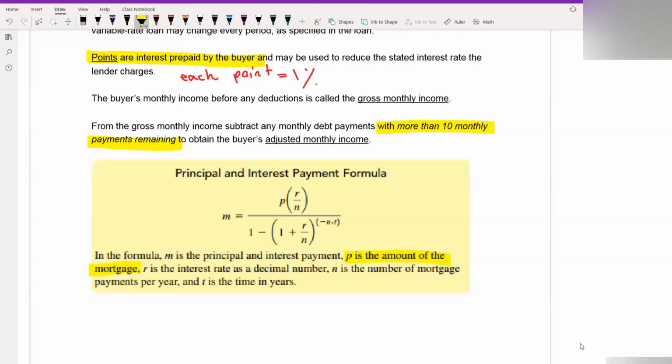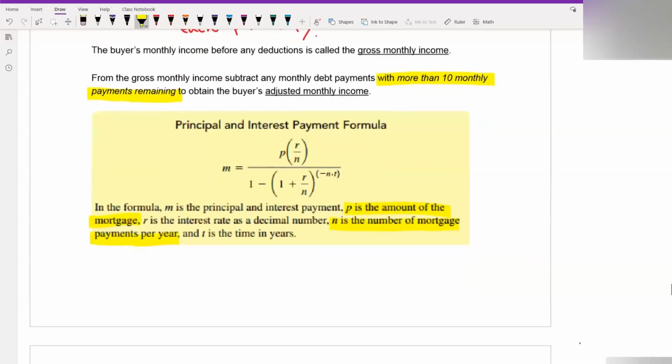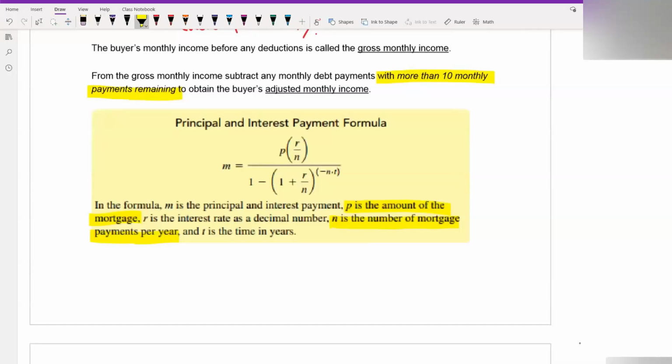R again is our rate, and it's in decimal. N is number of mortgage payments per year. T is time. This one is 12 because we have 12 months in a year.